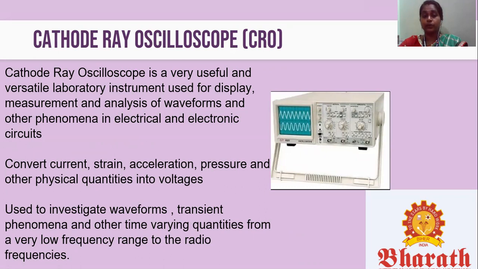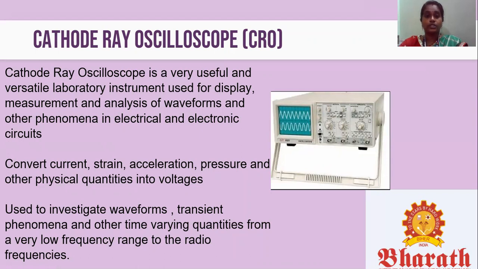The next instrument we are going to see is the Cathode Ray Oscilloscope, CRO. Cathode Ray Oscilloscope is a very useful and versatile laboratory instrument used for display, measurement and analysis of waveforms and other phenomena in electronic circuits. CROs are in fact very fast XY plotters, displaying an input signal versus another signal or versus time. Cathode ray oscilloscopes operate on voltage.